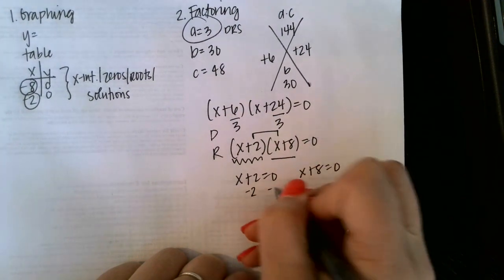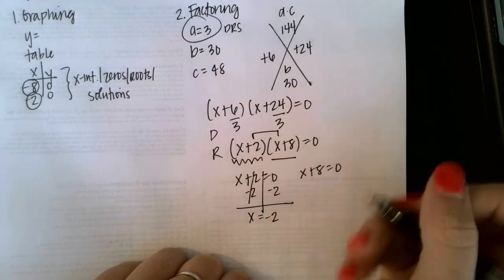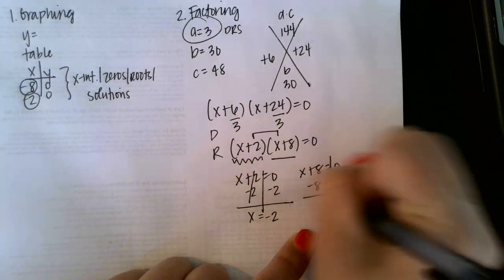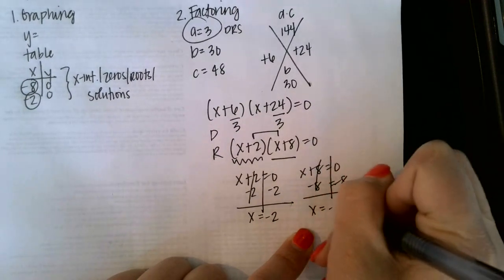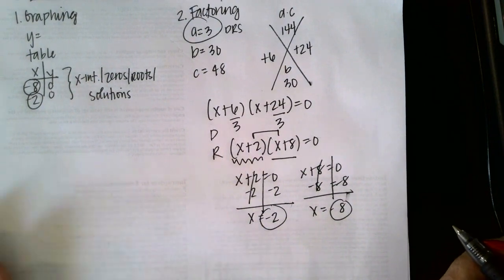So I'm going to subtract 2 from both sides. This is going to give me x equals negative 2. I'm going to subtract 8 from both sides. And this will give me x equals negative 8. And those are my answers, not my factors, but my solutions.